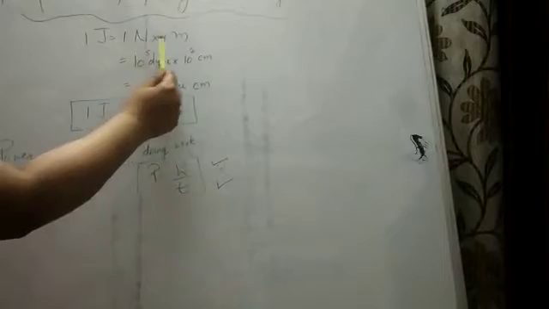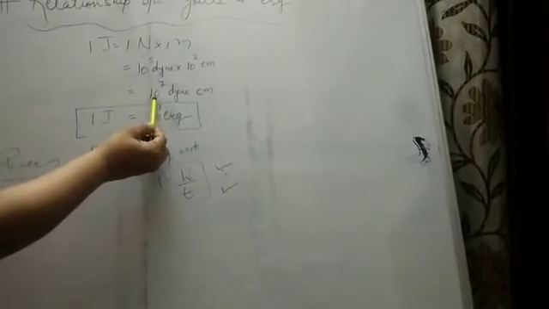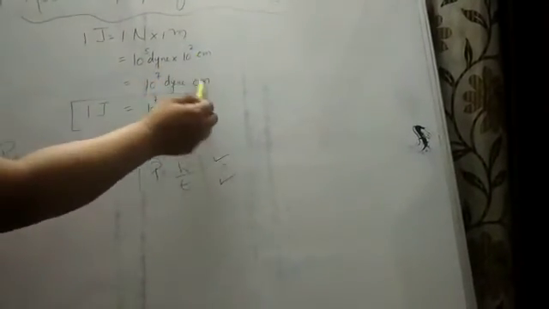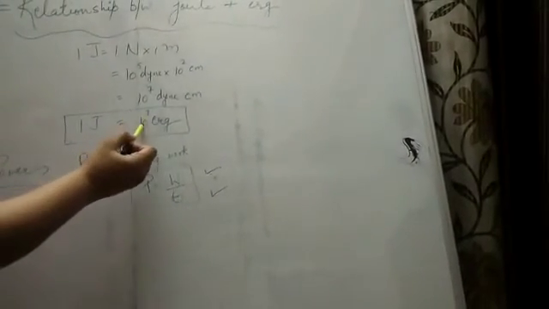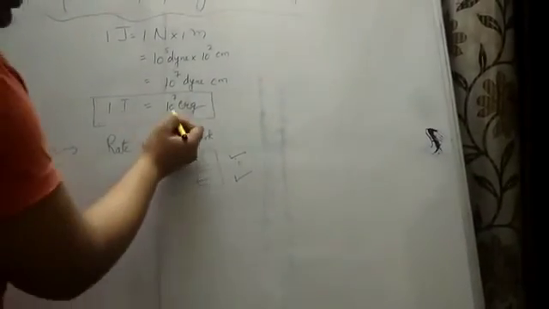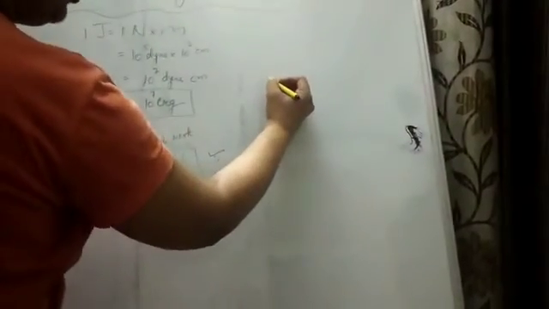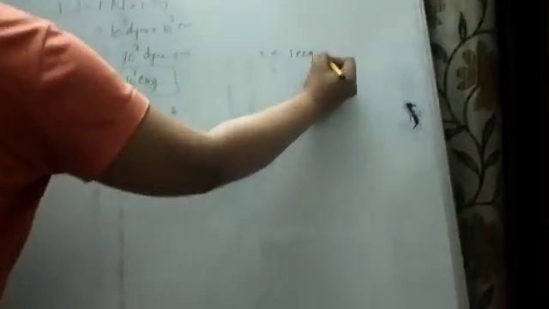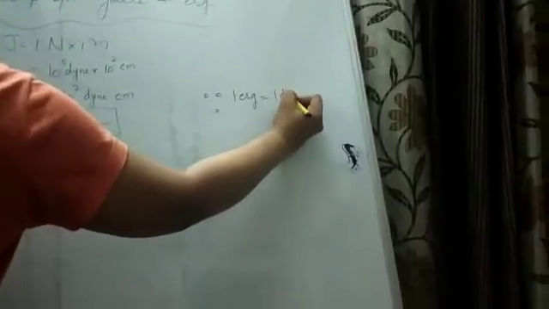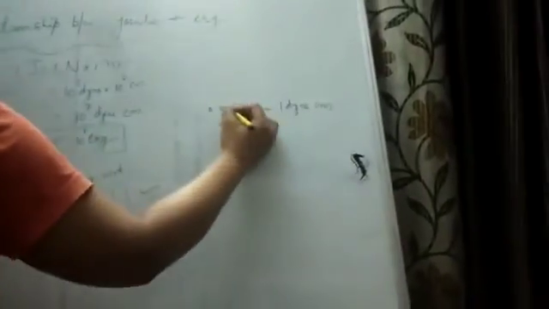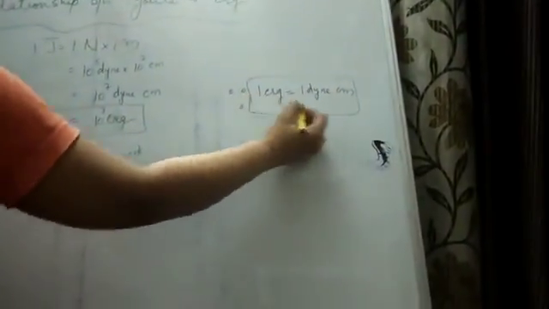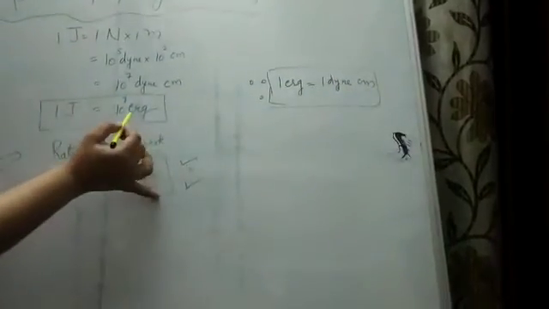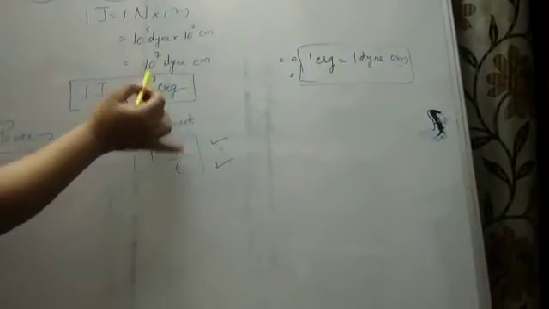So after adding the powers, we will get 10 raised to power 7 dyne centimeter. So 1 joule will be equal to 10 raised to power 7 erg. Why 10 raised to power 7 erg? Because 1 erg was equal to 1 dyne centimeter. So in spite of these two things, we can write this single unit.